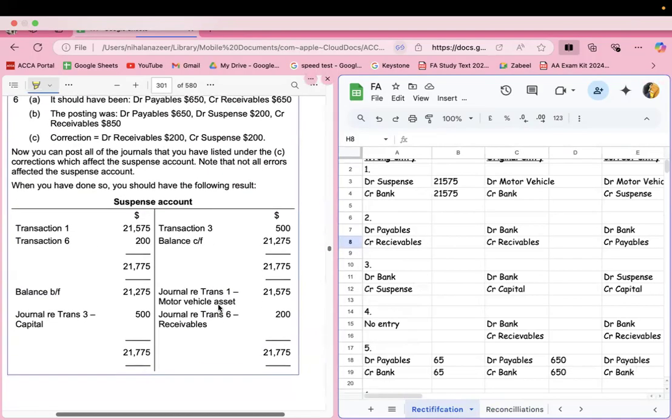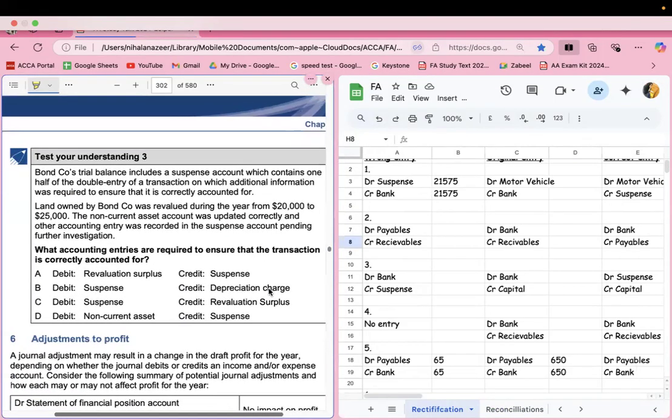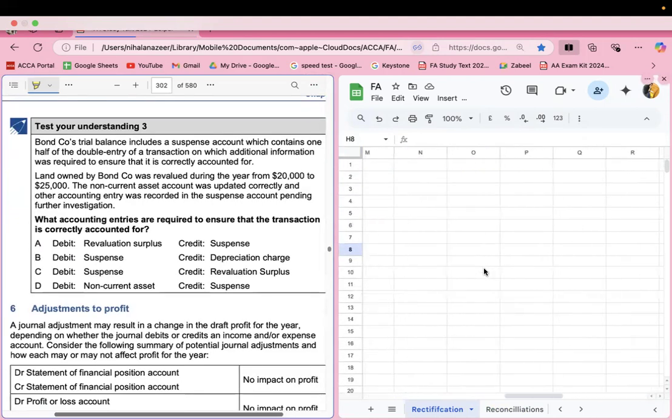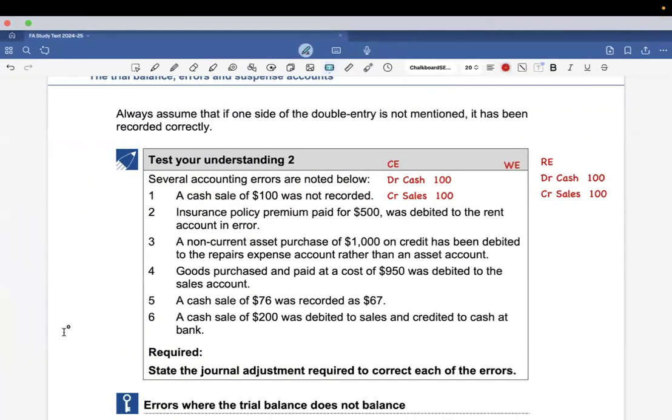Rectification means correction. Clear? Test your understanding 3 would be your homework. Okay. Now let's see the last part.